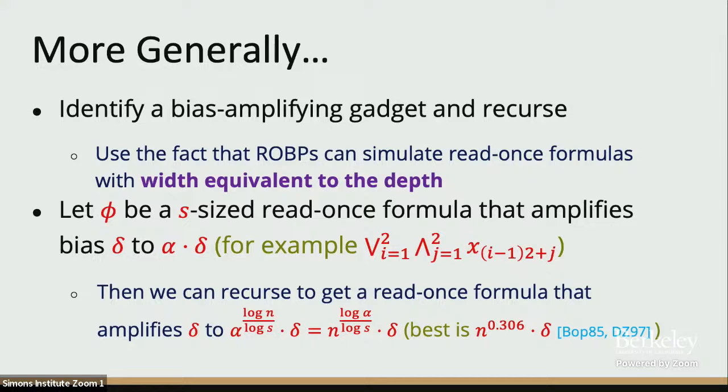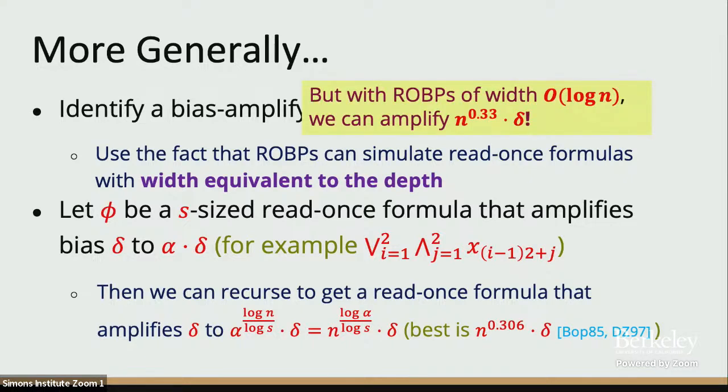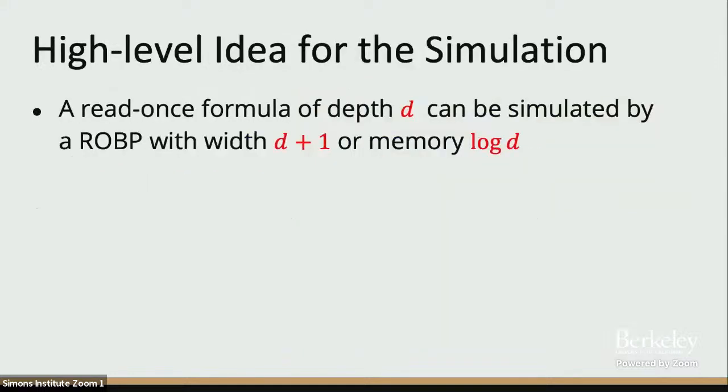Yeah. Okay. Now the interesting part is that with read-once branching programs of width log n, we can amplify even better. With read-once Boolean formulas, this is the best you can do. But with read-once branching programs, you can do n to the 0.33 times delta. It might seem like a small increment, but as we saw, it's tight. So that's the nice thing.